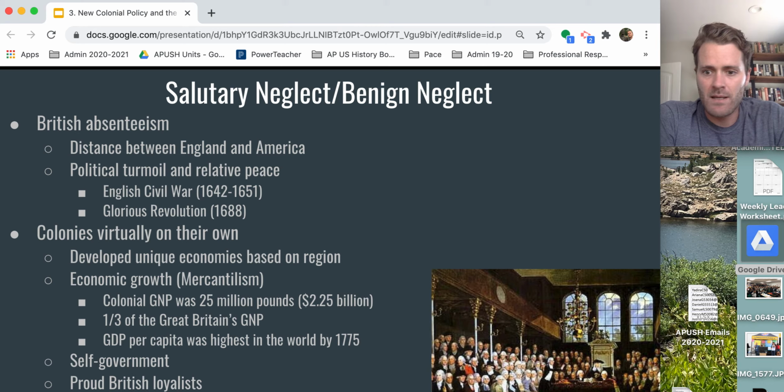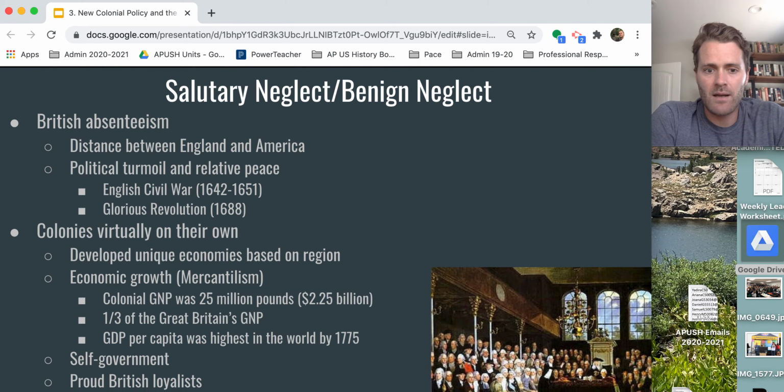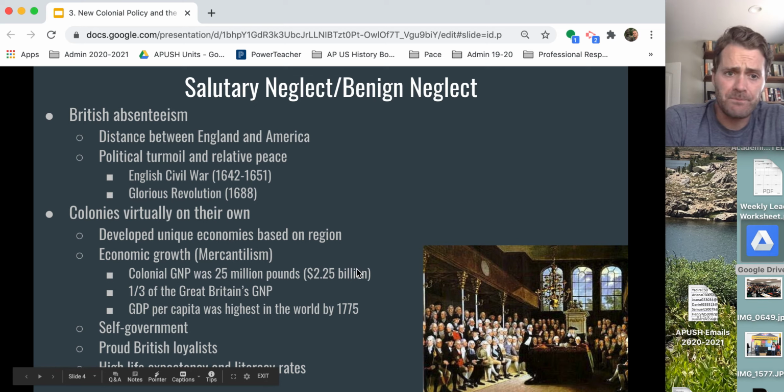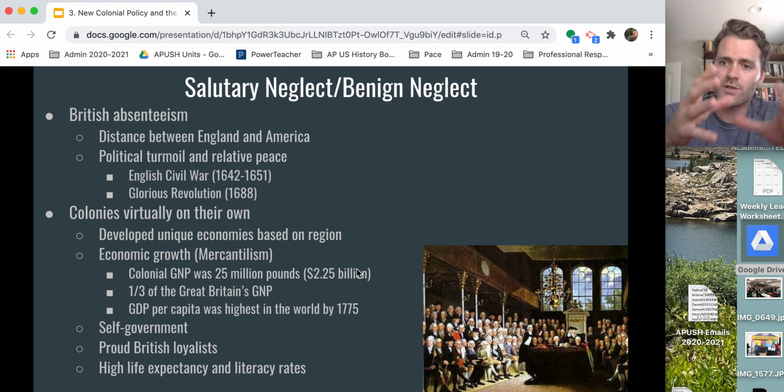Which of course means that, let me slide this up so we can see it a little better. There we go. British absenteeism, meaning the British aren't present in the colonies to exert strong and close political control. Now, this is for a variety of reasons. Reason one, there's distance between England and America. It's far away. So as colonies go, it can be hard to regulate a colony that's far away.